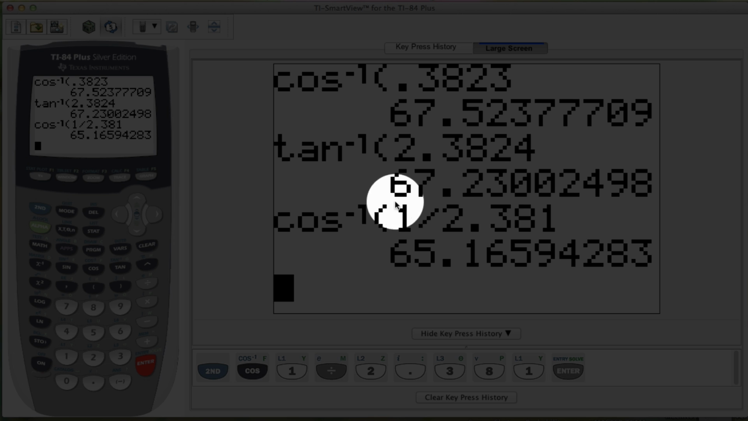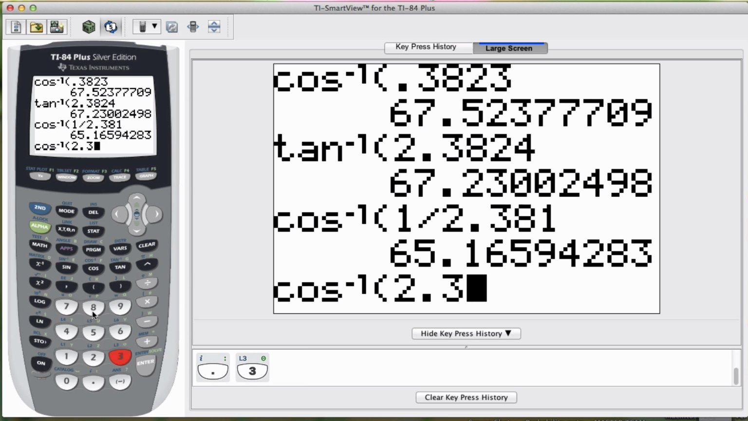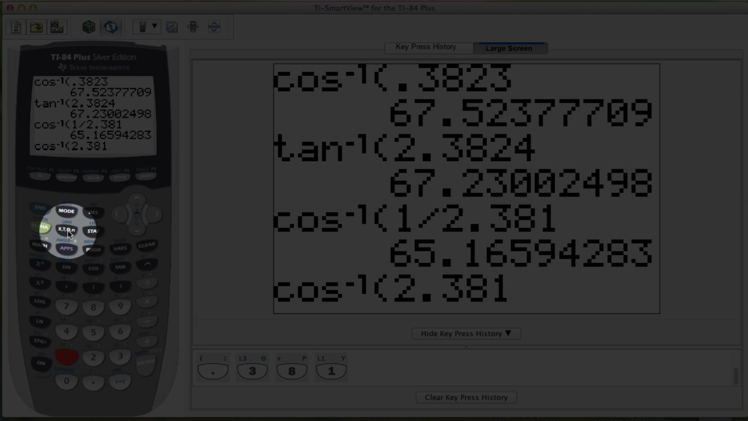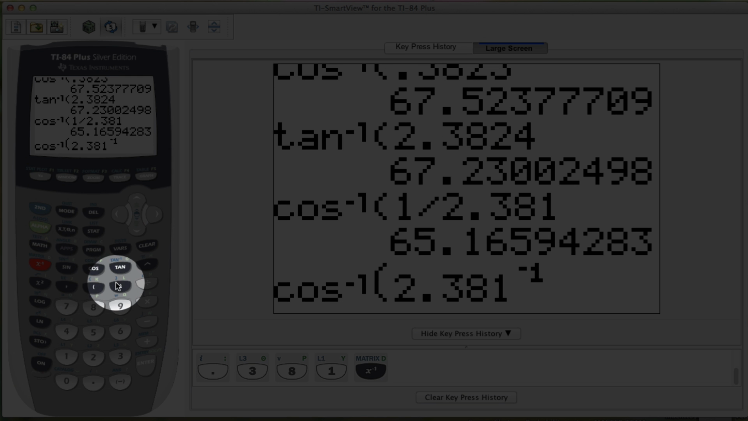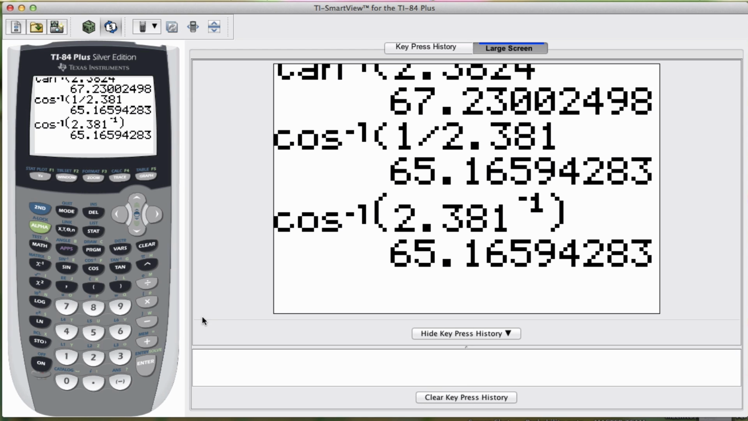Once again, this is actually the method that I prefer. The other way that we could do this, we could press cosine inverse, and then I could do 2.381, reciprocal button, close my parentheses and press enter, and it gives us the same exact value of 65.2 degrees. So it does not matter which method you choose to use. Do whichever you think is easiest.